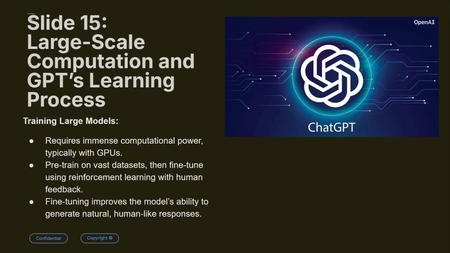Lastly, we're going to be going over large-scale computation and GPT's learning process. Training these models requires immense computation power. We typically use GPUs to handle the massive amount of data computations required. These models are pre-trained on large datasets and later fine-tuned using techniques like reinforcement learning with human feedback. This fine-tuning process is key to improving their ability to generate responses that feel more natural and human-like.